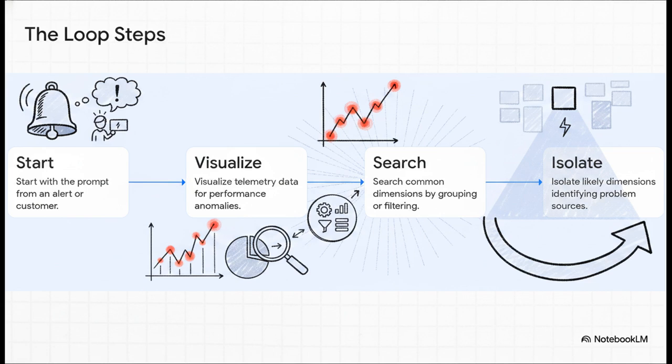Next, we group or filter for common dimensions within that specific anomalous area. Are all these failed checkouts coming from the same region, the same browser type, maybe the same application version? Finally, we isolate the likely dimensions that identify the source. Maybe we discover that 100% of the failures are isolated to a specific payment gateway in the EU West region. Now, if that still isn't the final root cause, we simply take this freshly isolated data and run it right back through the loop, digging even deeper into that specific gateway's behavior.